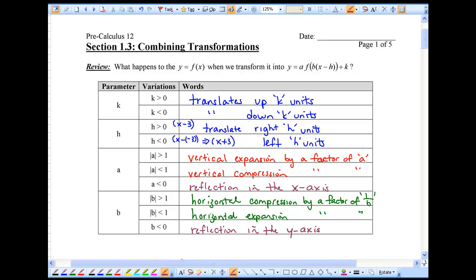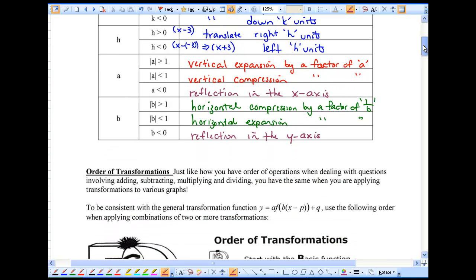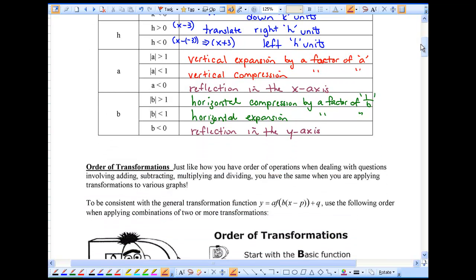All right. So keep that in mind as we do this unit. Now, underneath, you might be thinking, well, what happens if I'm doing all of them together? Remember how we have order of operations for when you add, subtract, multiply, and divide? Well, there's the same kind of idea when we're taking a look at transformations. So to be consistent with the general transformation function, that's this big ugly thing right here. Okay, y equals a f(b(x minus p)) plus q.